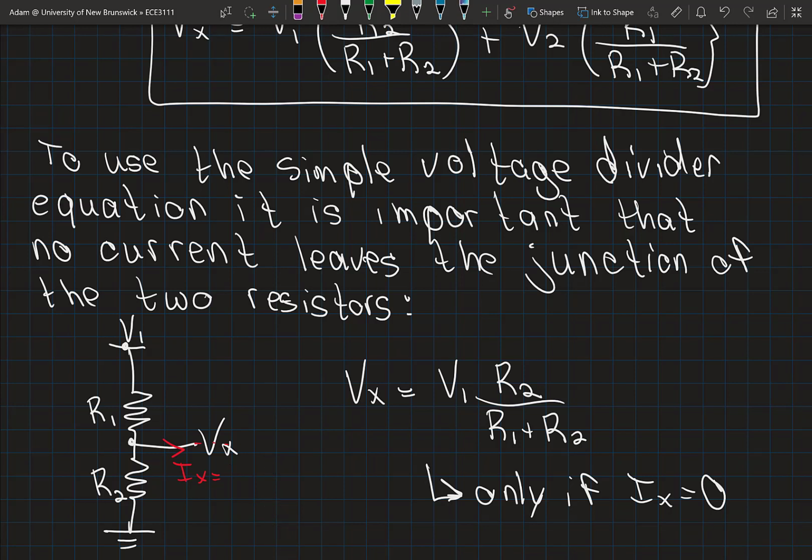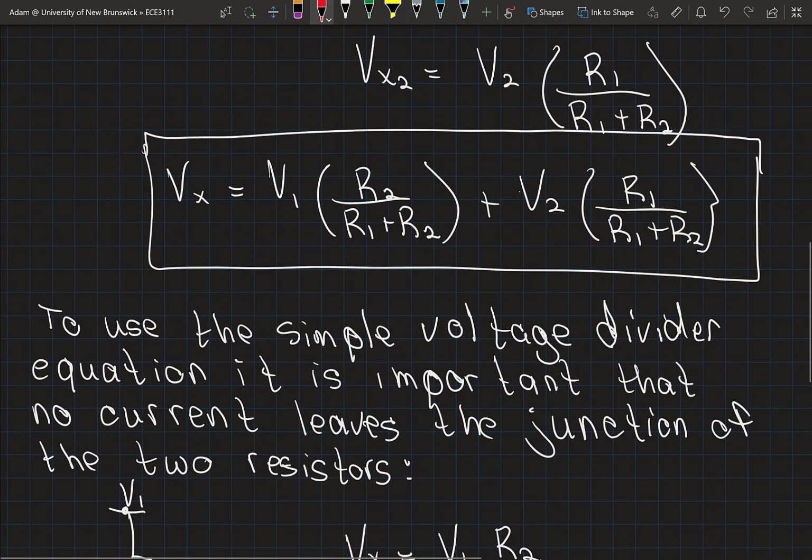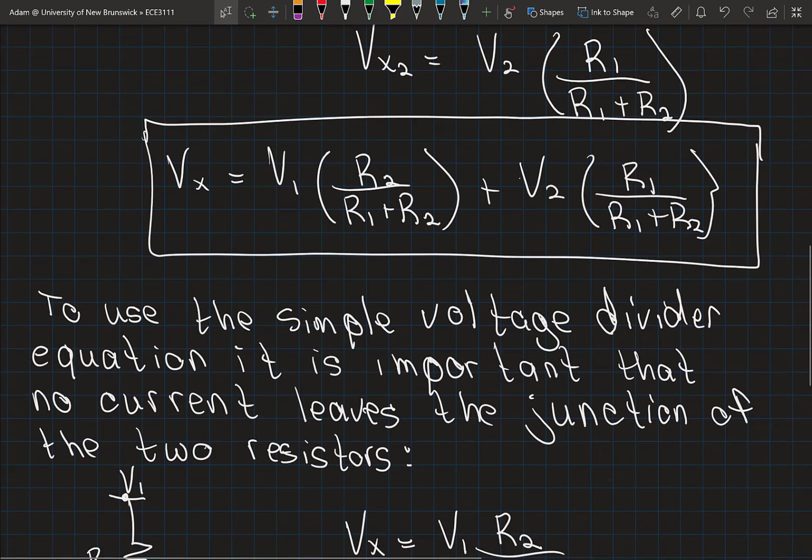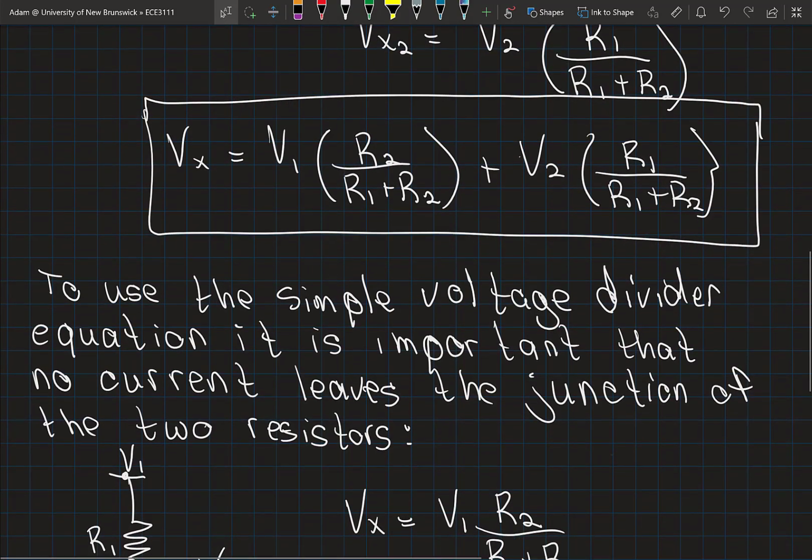Okay, so again, we have to be sure that there's no current flowing out of that midpoint in order to apply these voltage divider equations, whether it's the simple voltage divider from a single source or the voltage divider equation here from a pair of resistors with voltages at each end.